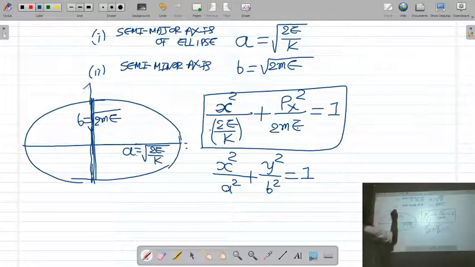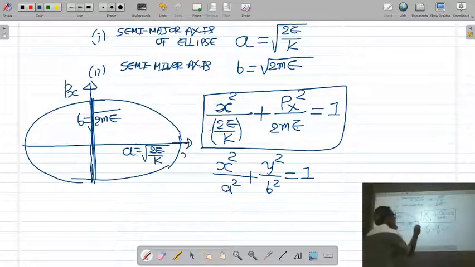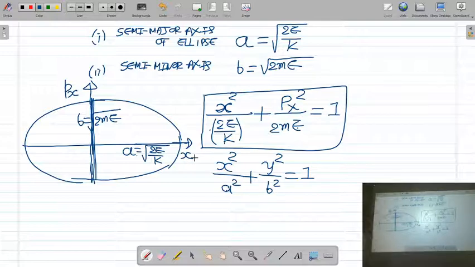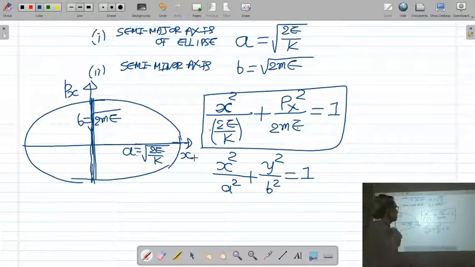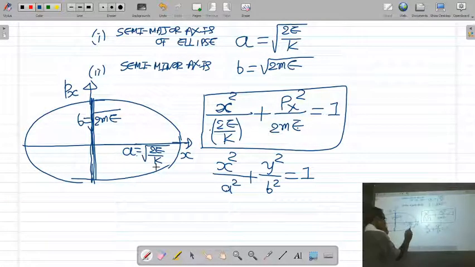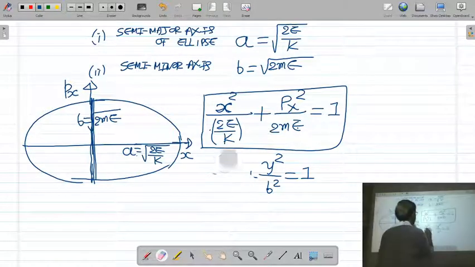Okay, in this we have taken momentum coordinate px along the y direction, and we have taken position coordinate x along the x direction. So you can see that the phase diagram of a simple harmonic oscillator describes an ellipse with semi-major axis A which is under root 2E by k, and semi-minor axis of the ellipse is under root 2mE. So finally we write down the conclusion.